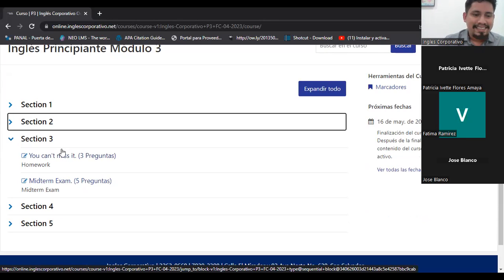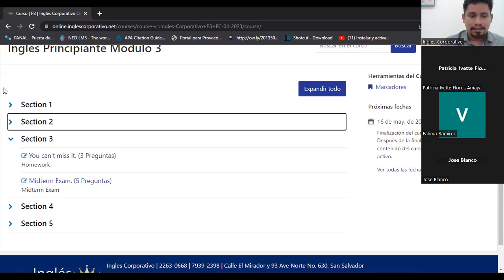Since we started classes, I told you that the grades are composed of three different activities. The first is the exercises that we develop in each section. The second, around 33%, corresponds to the midterm, and the final exam is the other 33%. I'm not sure, but I guess it's 34. Okay, but before going to the midterm, we have to complete section number three.